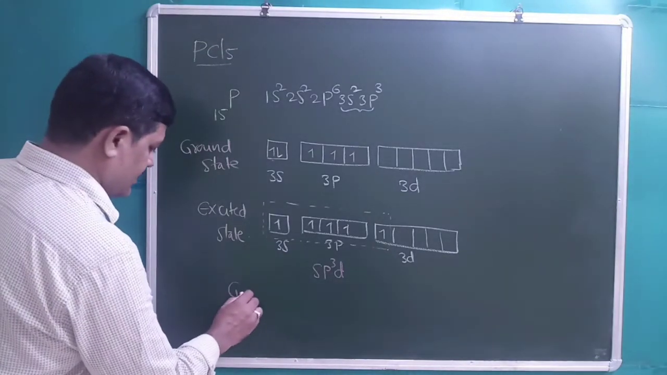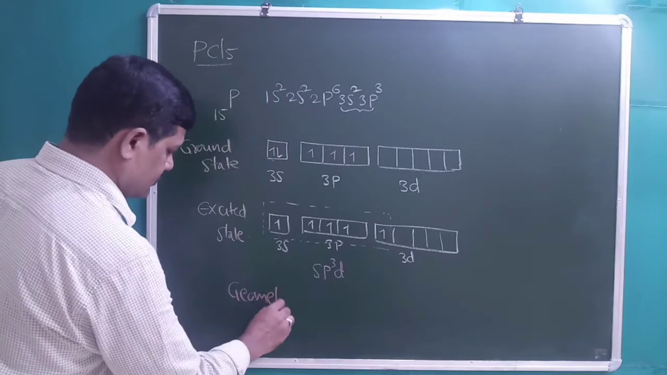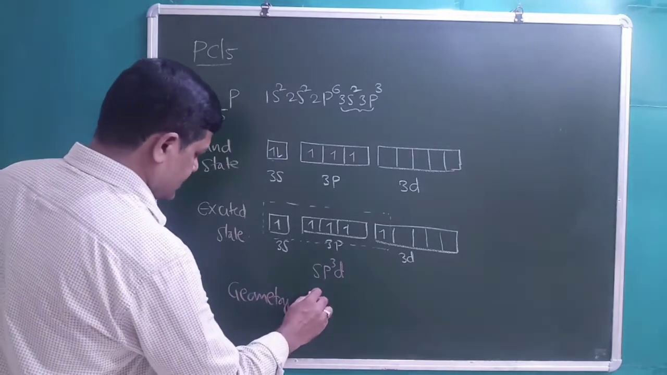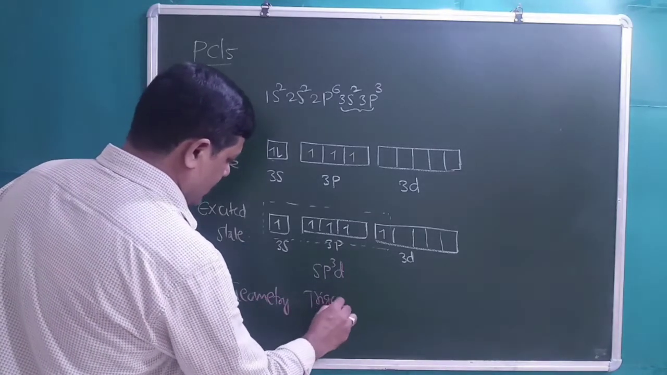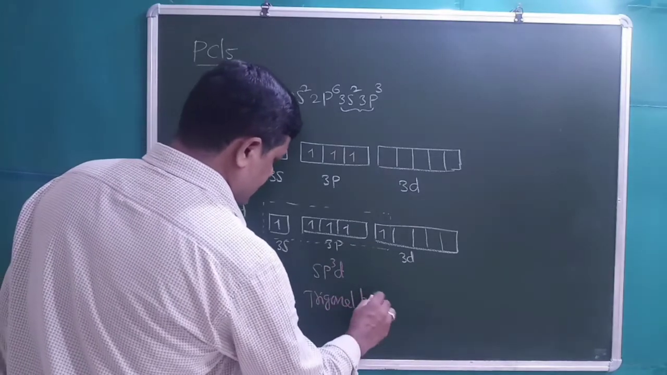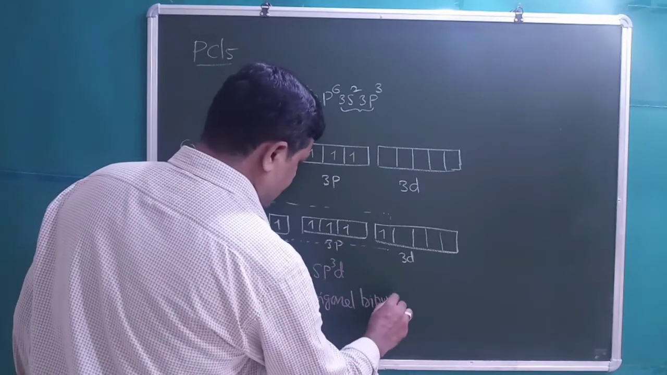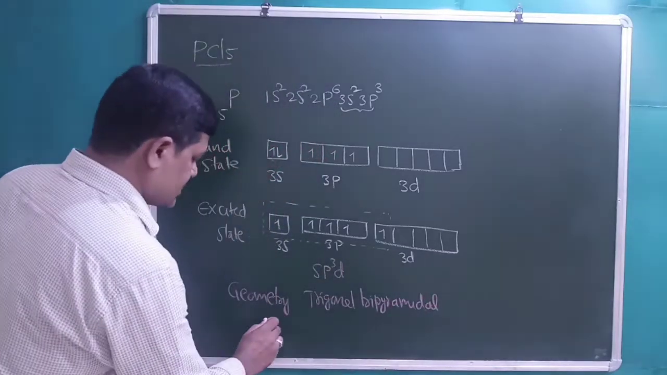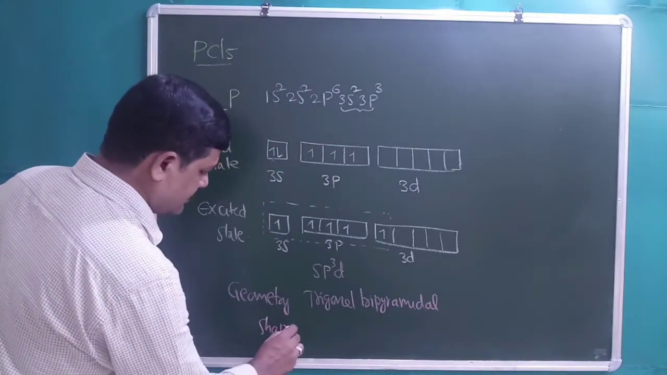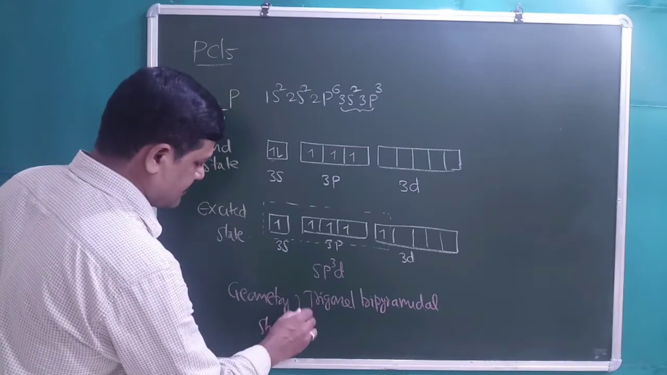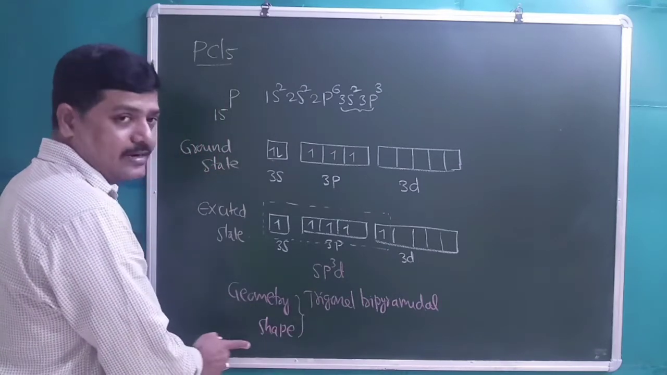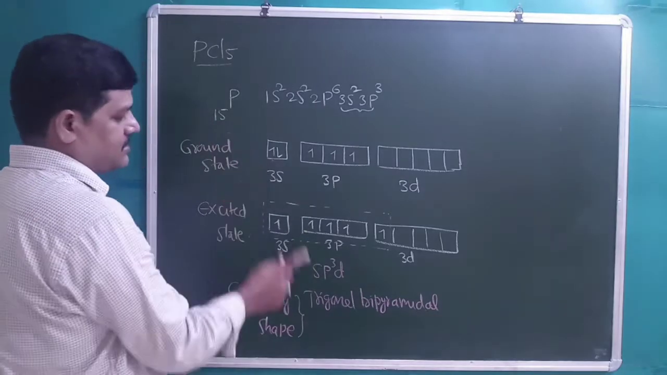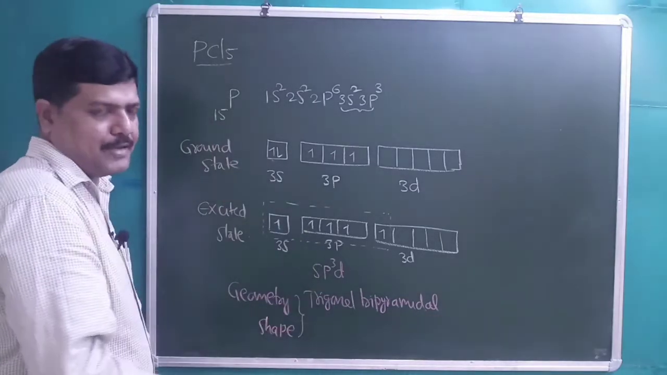So geometry of the molecule is trigonal bipyramidal. And shape of the molecule is the same, all are bond pairs present. So shape and geometry both are the same for PCl5, that is trigonal bipyramidal, right?